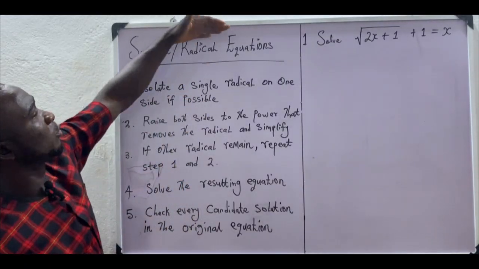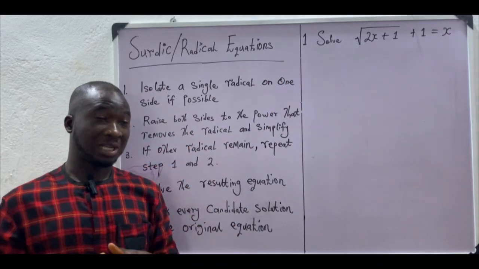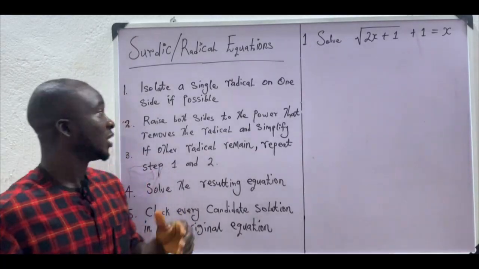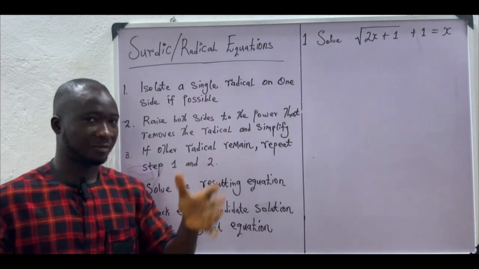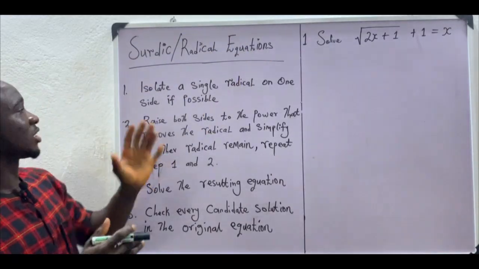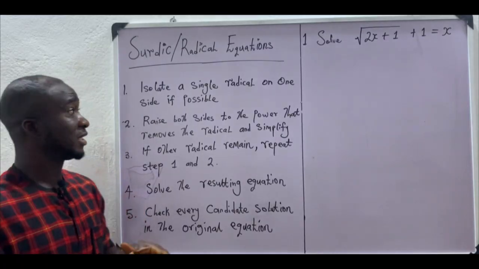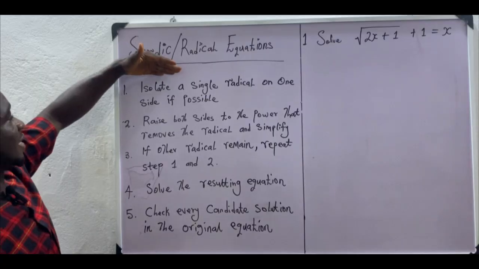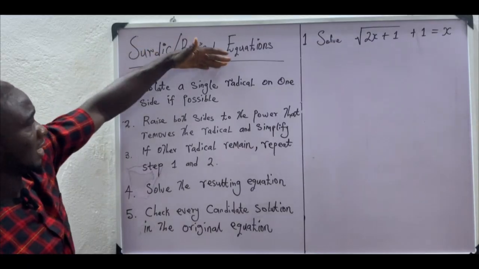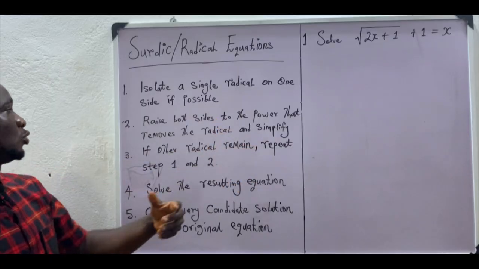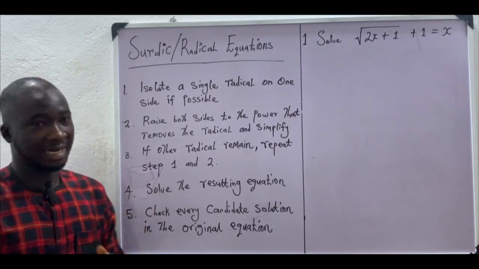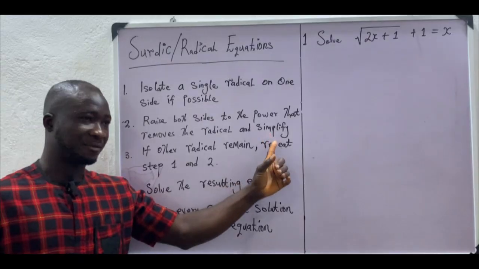Now, surdic equation or radical equation simply means those equations that contain surds or radicals. And if you encounter any given surdic equations, these are the steps you need to take in order to solve them. First, you need to isolate a single radical surd on one side of the equation if that is possible. But if it is not possible, then this first step might be omitted. Now, after you must have isolated the single radical on one side of the equation, the next thing you need to do is to raise both sides of the equation to the power in order to remove the radical. And after you must have done this, then simplify the result.